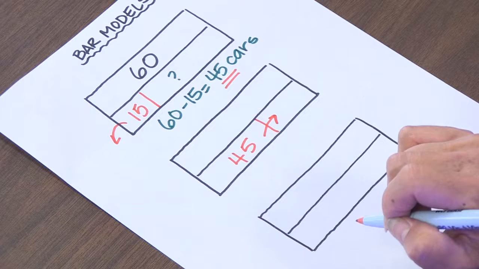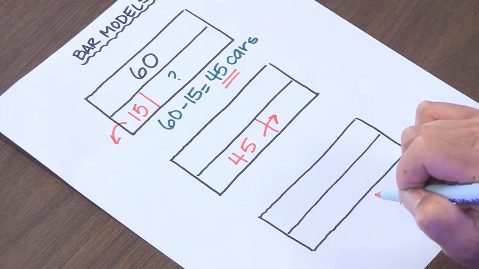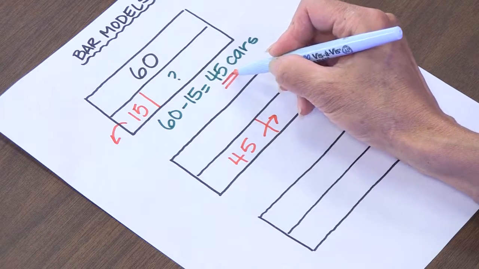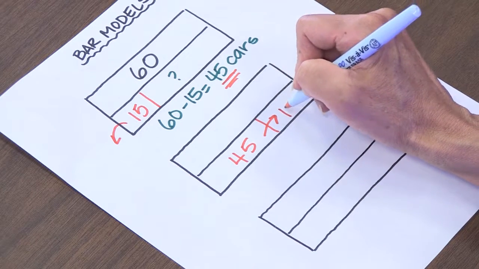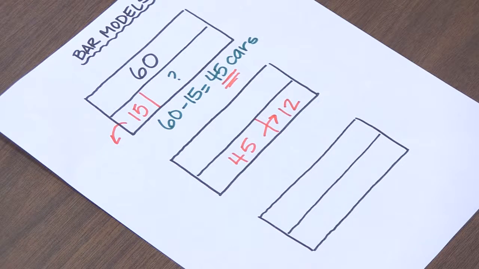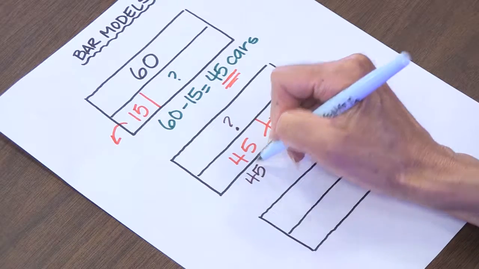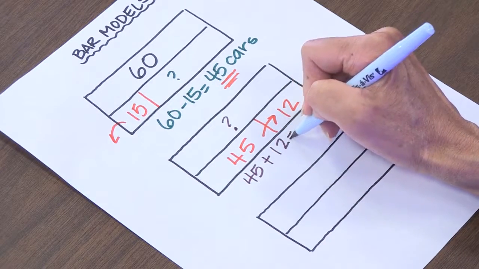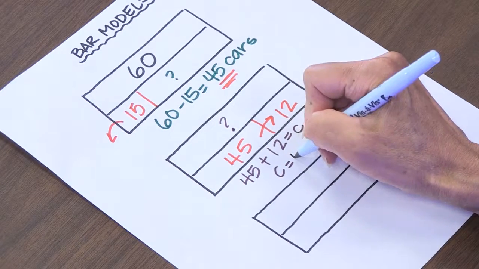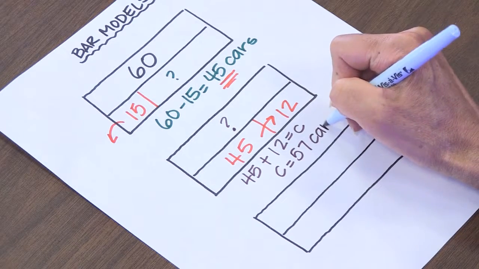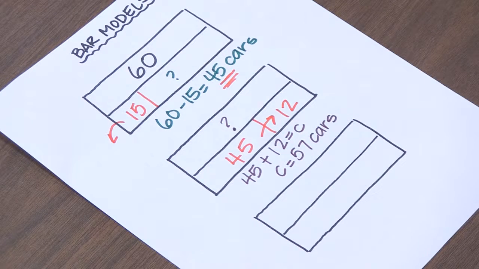After the second hour, 12 more cars arrive. We'll take the information from the first step and put 45 cars in a part box and add an arrow to show that 12 cars are being added after the second hour. We'll put a question mark in the whole box for the total number of cars after the second hour. What is our equation? I'll take 45 and add it to 12, which will be my total number of cars after the second hour. And that's going to be 57. So there'll be 57 cars after the second hour at the parking lot.